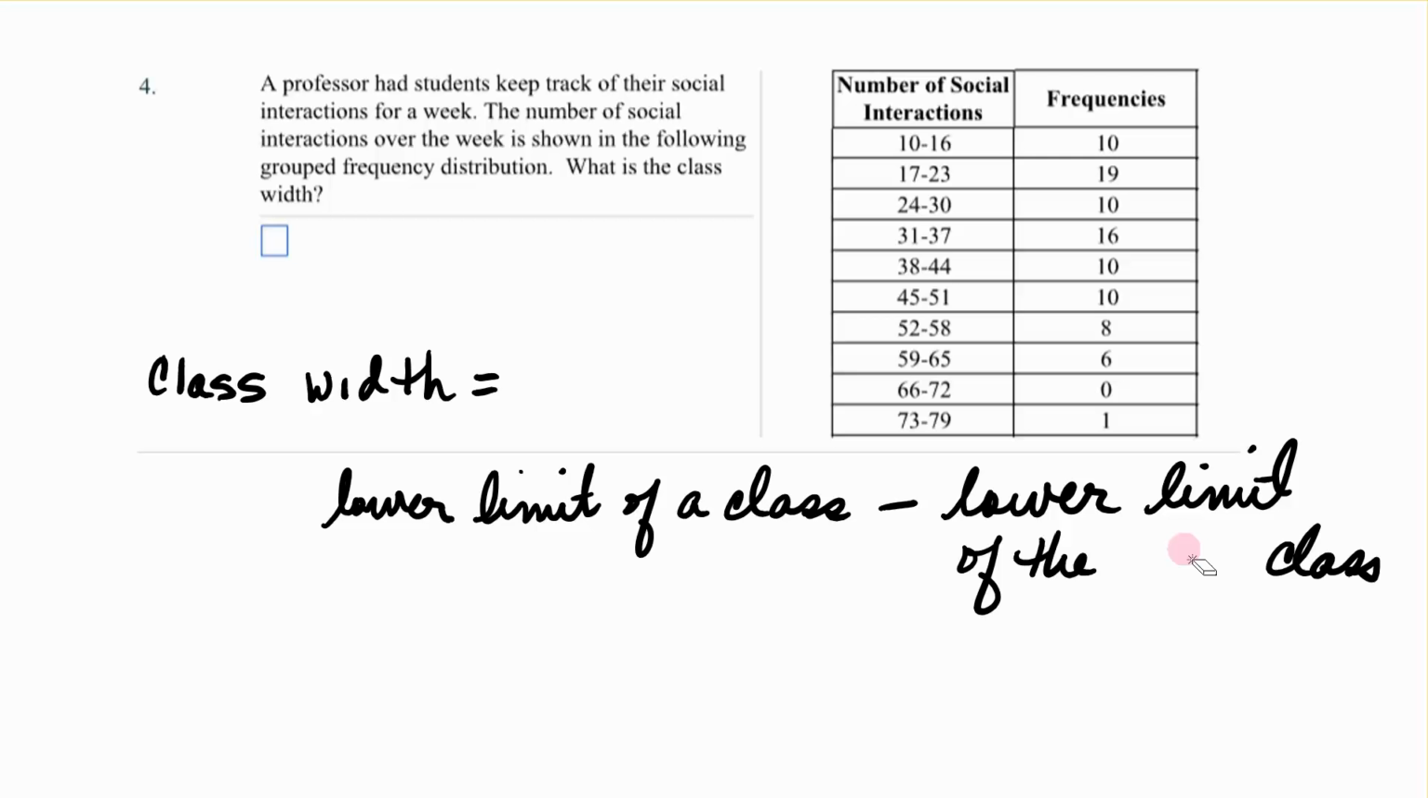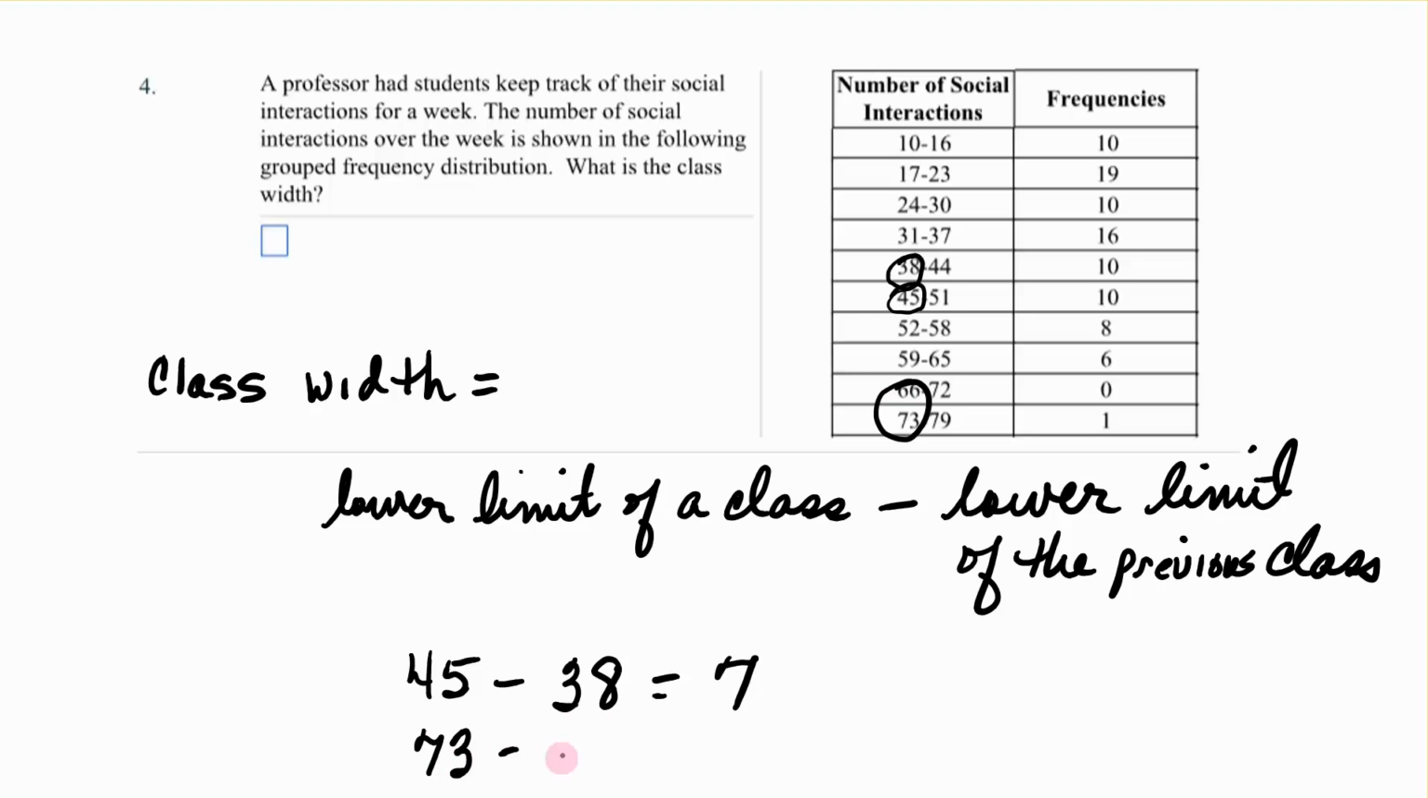So what you're supposed to do is let's change this so it'll work out better. Let's put previous. Okay, so let's pick one, a lower limit. 45. The lower limit of the previous one is 38. And that gives you 7. Okay, pick 2 more. 73 minus 66 is 7.